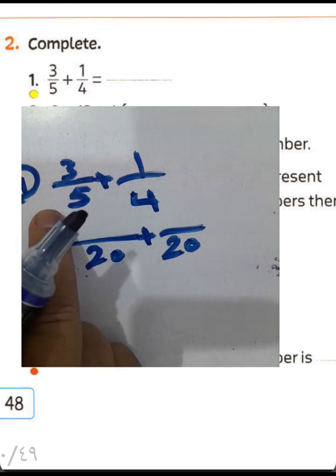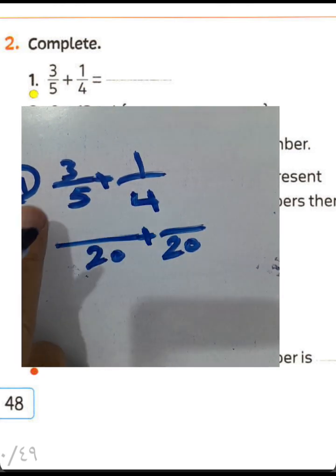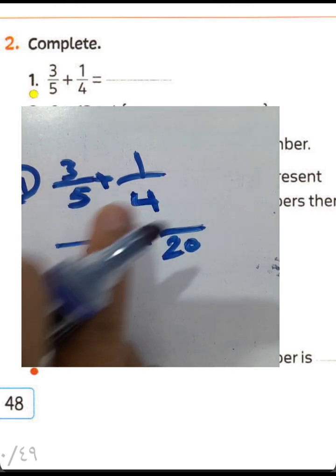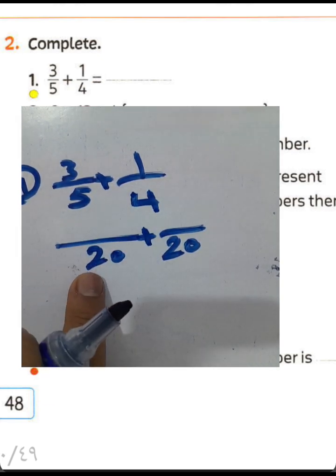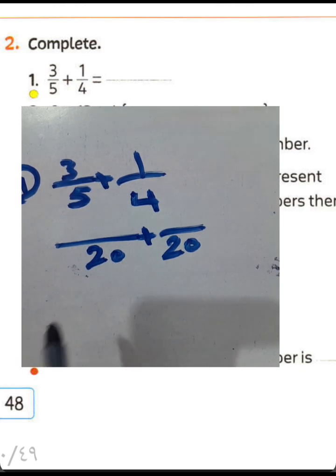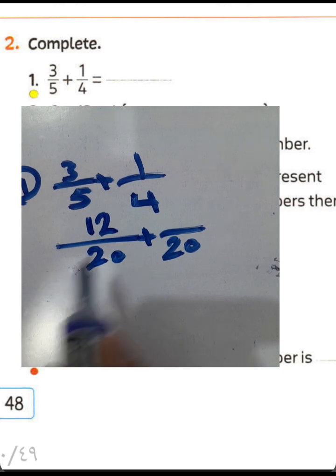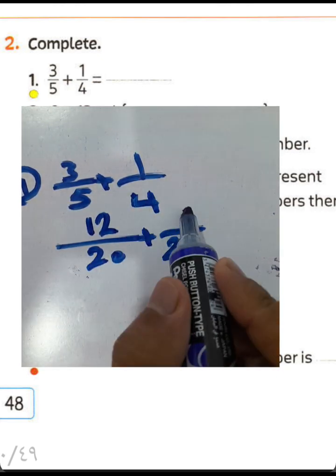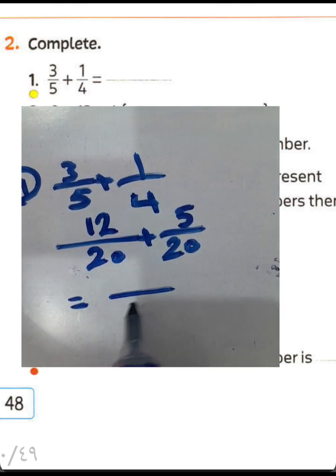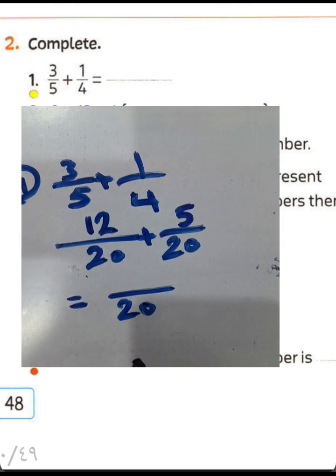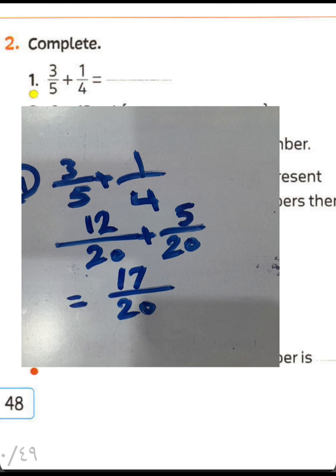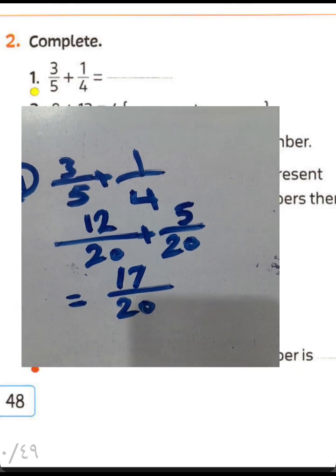Then 5 plus 5 equals 10. 10 can be divided by 4? 10 plus 5 equals 15. 15 can be divided by 4? 20 can be divided by 4. Then the least common multiple between 5 and 4 is 20. And then 5 times 4 equals 20. 3 times 4 equals 12. 4 times 5 equals 20. And 1 times 5 equals 5. And the last step here, 12 plus 5 equals 17. The result here will be 17 over 20 for question number 1.